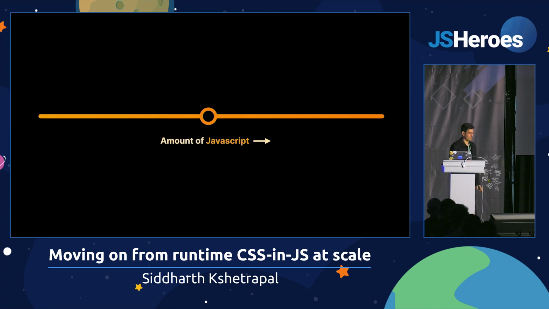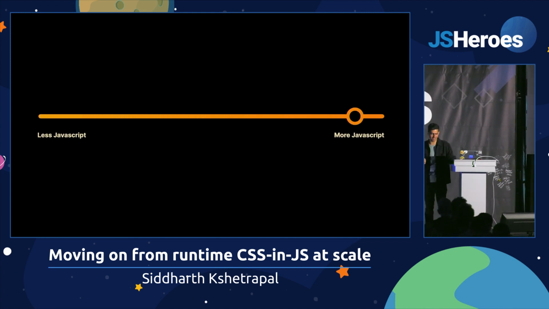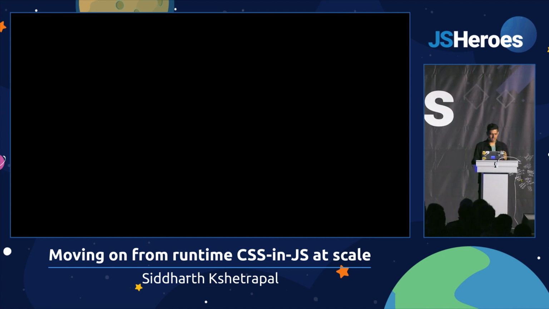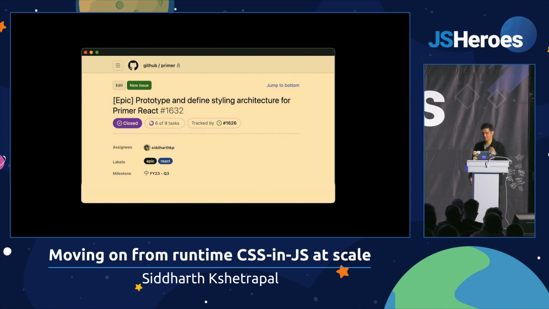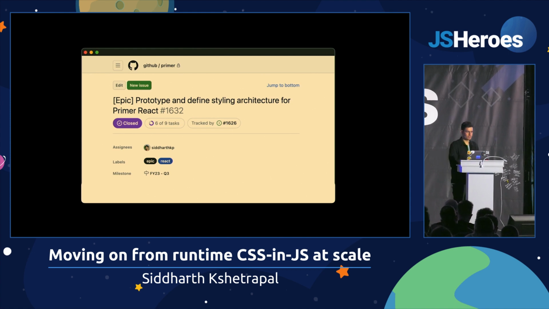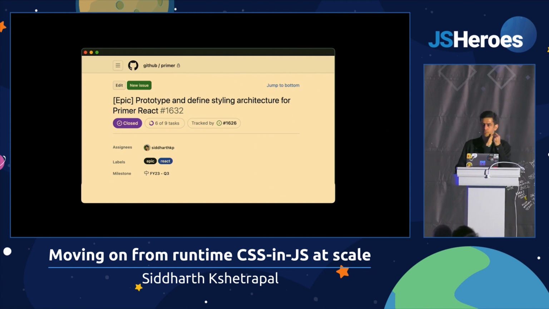So towards the start of the year, I found myself on this spectrum of choosing between should I have less JavaScript in my stack or should I have more JavaScript in my stack. And all of that kind of happened because I was put in place to figure out what should be the styling architecture for Primer, which is the design system that powers GitHub. So on the React side, we were trying to figure out what should our styling architecture be.